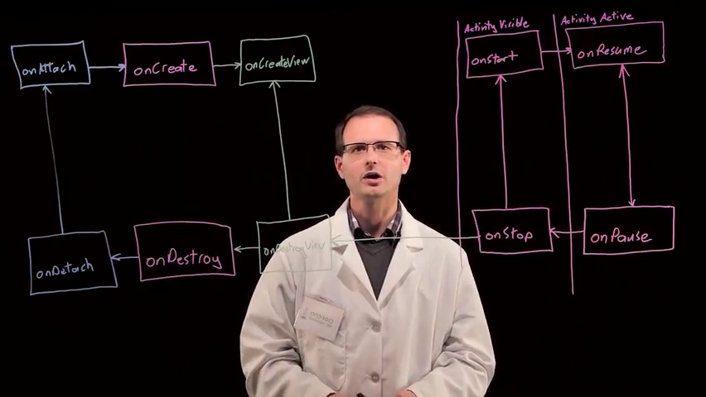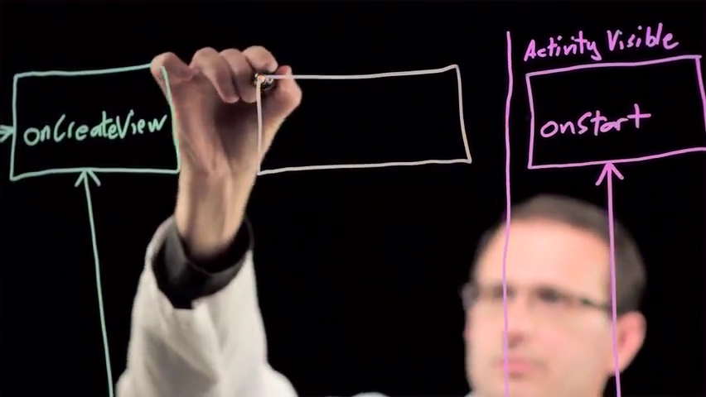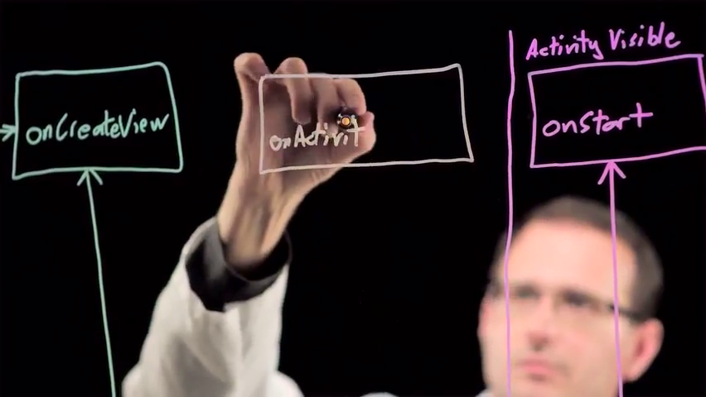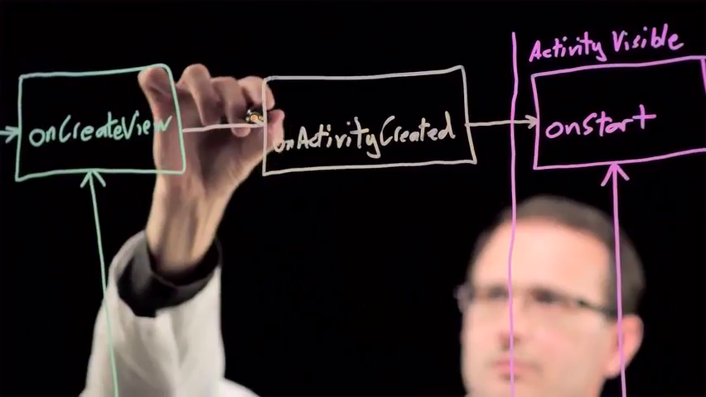Now, the final piece of the puzzle is onActivityCreated. This notifies our fragment that the parent activity has completed its onCreate handler and represents the point at which we can safely interact with its UI, potentially including other fragments.